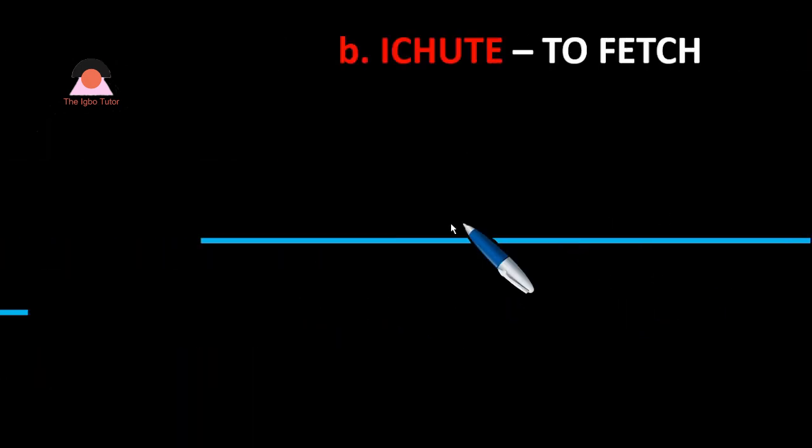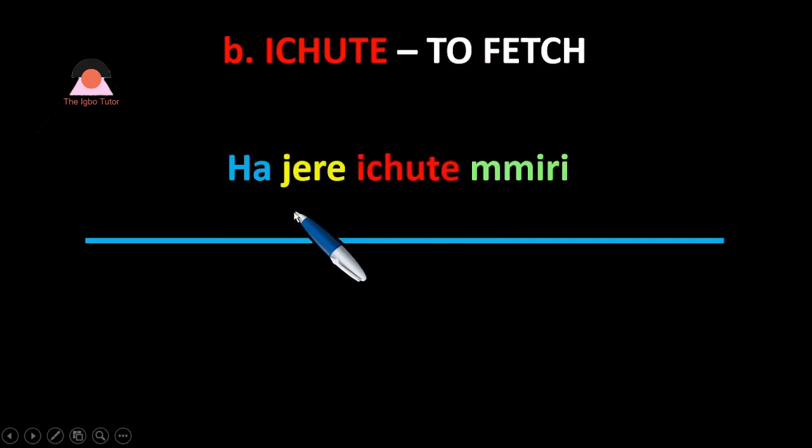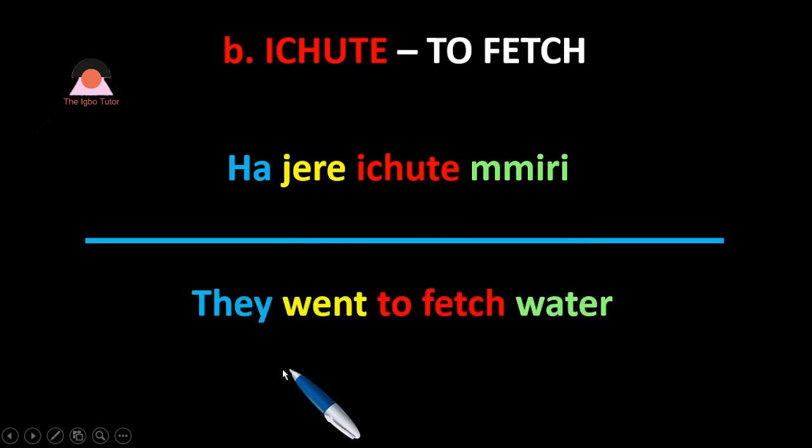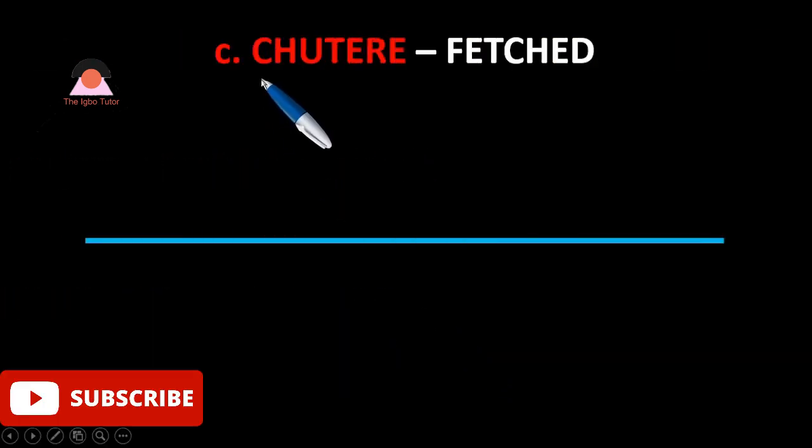We move on. And the next is chute. Chute, to fetch. Let's look at example. Ha jere chute miri. What does this mean? It means they went to fetch water. Ha jere chute miri. They went to fetch water. Let's go. We're looking at the past tense now.